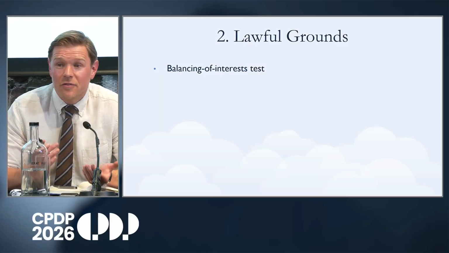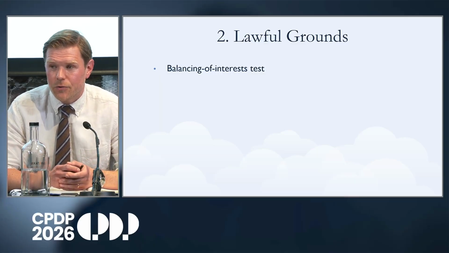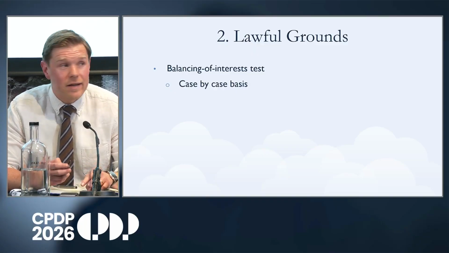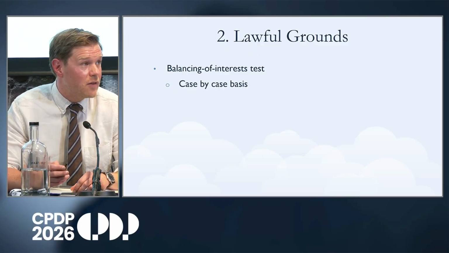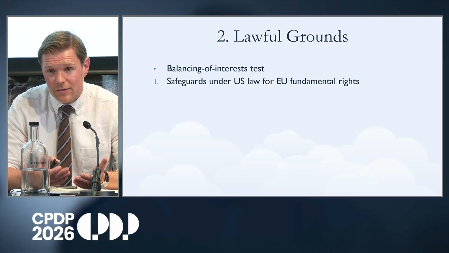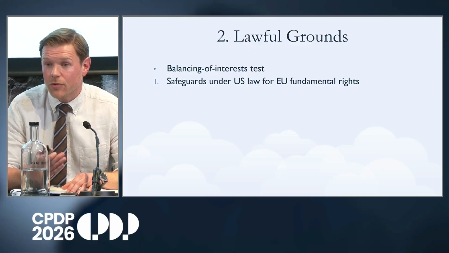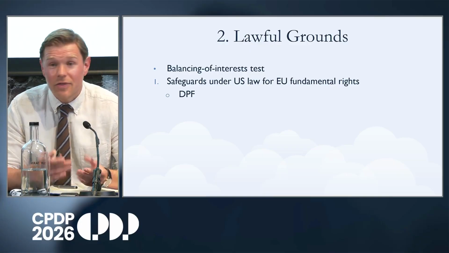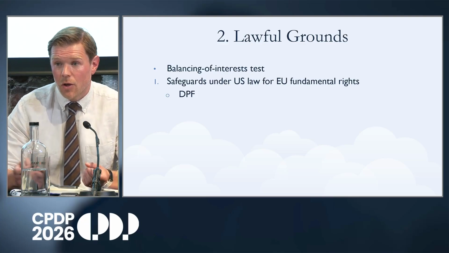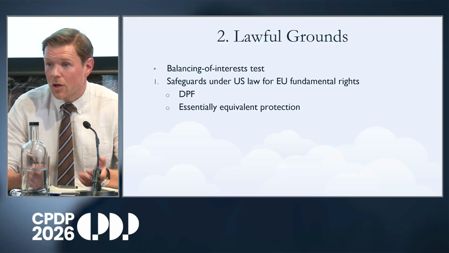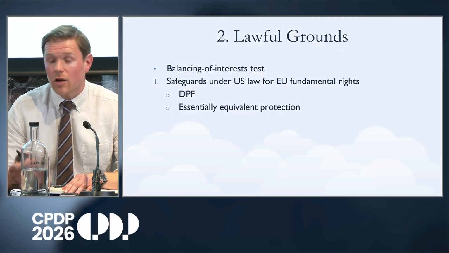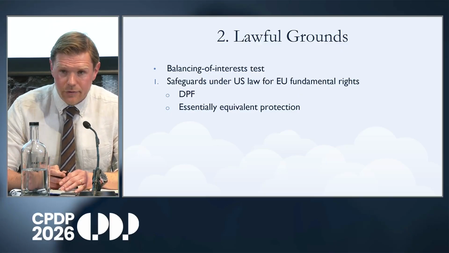And so we find ourselves in the familiar balancing of interest test under Article 6, which of course can only be done on a case-by-case basis. But we identify two factors that will typically be relevant. The first is the question of the level of safeguards under US law that protect European fundamental rights. And this is where the DPF and the associated adequacy decision are arguably relevant, because at least in the Commission's opinion, US law provides for essentially equivalent protection to EU law when it comes to protecting European fundamental rights.